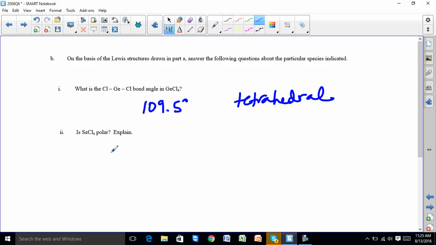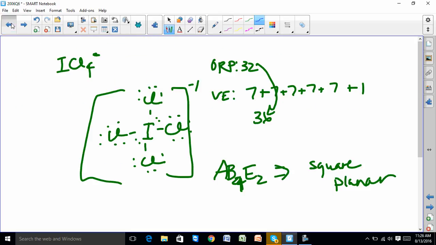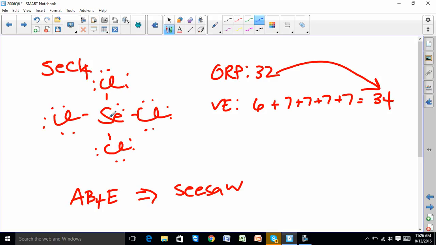Is SeCl4 polar? Yes, SeCl4 is polar. Here's why. What two things do you need to have a polar molecule? You need to have polar covalent bonds arranged asymmetrically. So let's go back. We have 1, 2, 3, 4 polar covalent bonds, and this unshared pair destroys the symmetry, because remember the parent structure is trigonal bipyramidal.